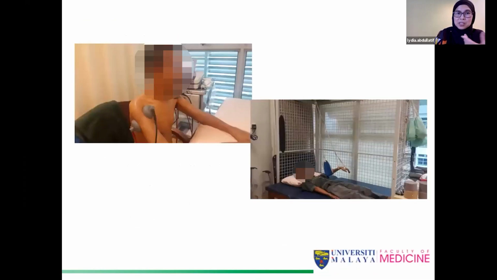So this is where the physical modalities come into play. And if you are handling anti-gravity muscles, we have got to try to support the muscle so that they can still do passive range of motion.